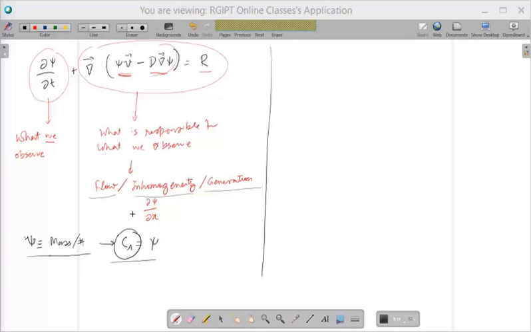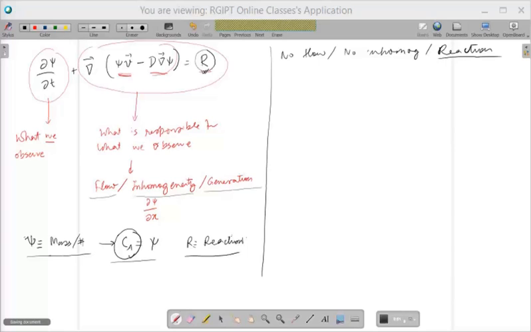Let's make it a little more interesting by saying there is no flow, no inhomogeneity, but a reaction going on. So I have this generation term present. If I choose psi to be Ca, generation is associated with reaction. Masses or numbers of molecules can change because of chemical reactions and transformations, as their chemical identities change.